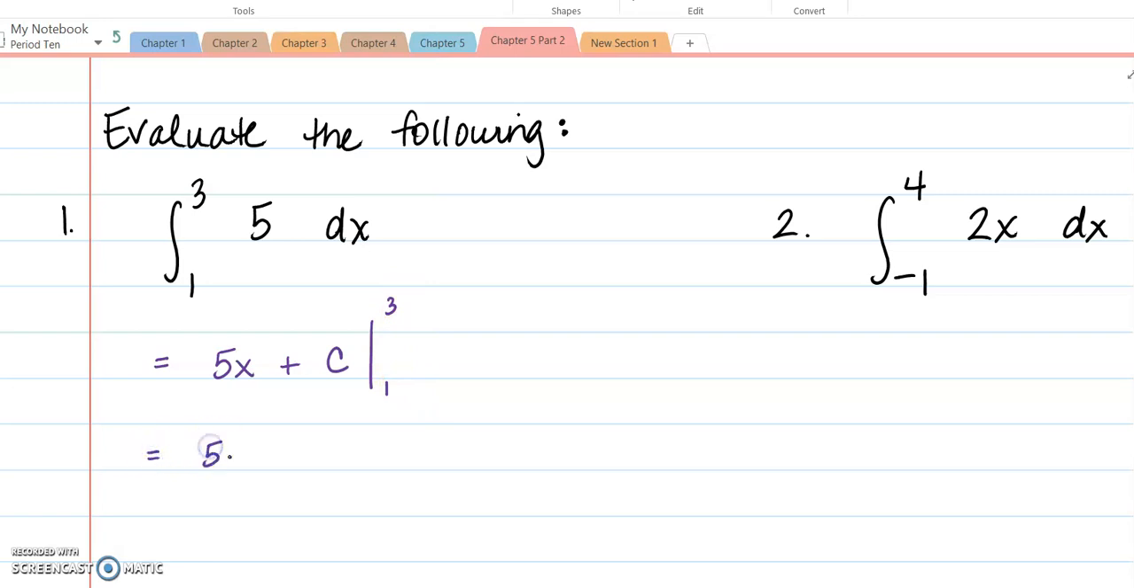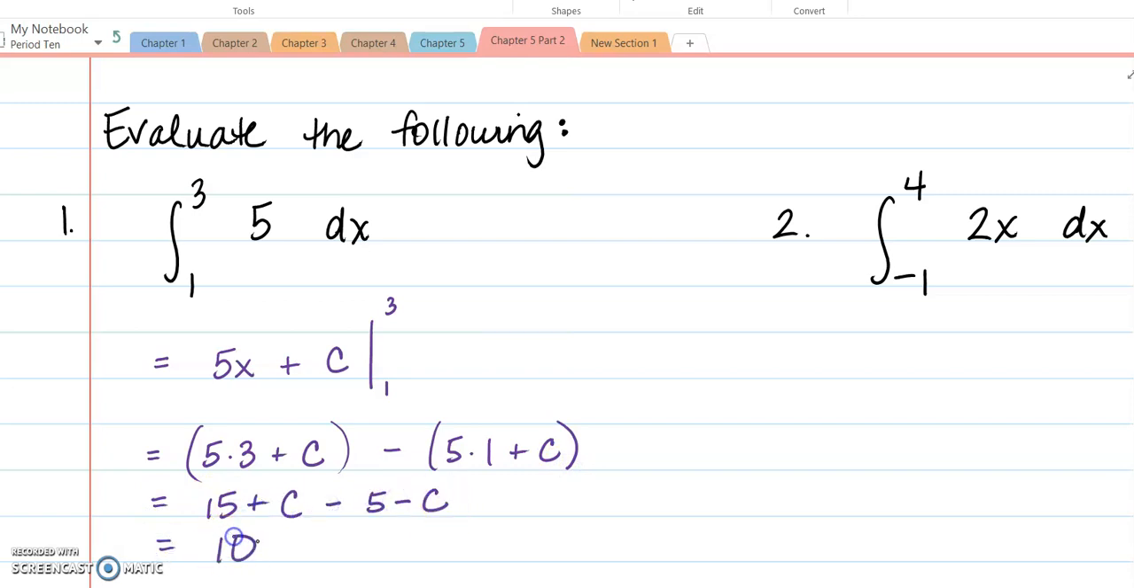And then I plug in 3. And then I have to subtract plugging in 1. So we get 15 plus c minus 5 minus c is equal to 10. So there's one thing I really want us to see here. Well, I should say two things.